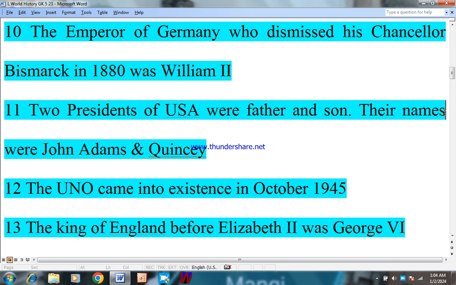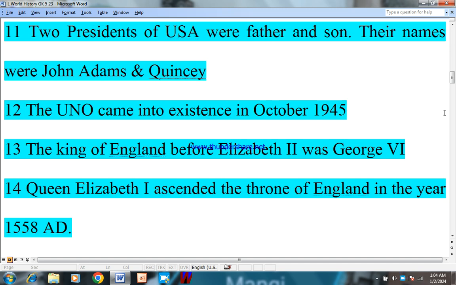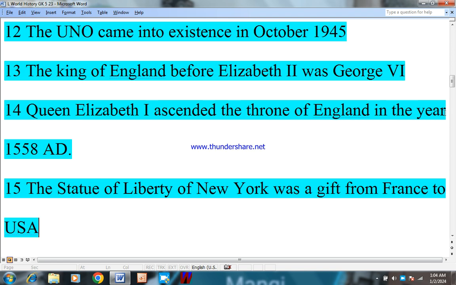Number 11, the two presidents of the United States of America who were father and son. Their names were John Adams and John Quincy Adams. Number 12, the United Nations organization came into existence in October 1945 after the end of World War II. Number 13, the King of England before Elizabeth II was George VI.